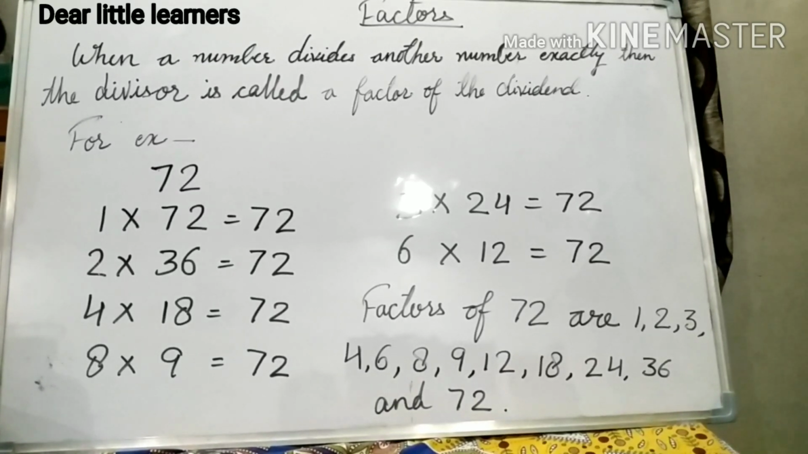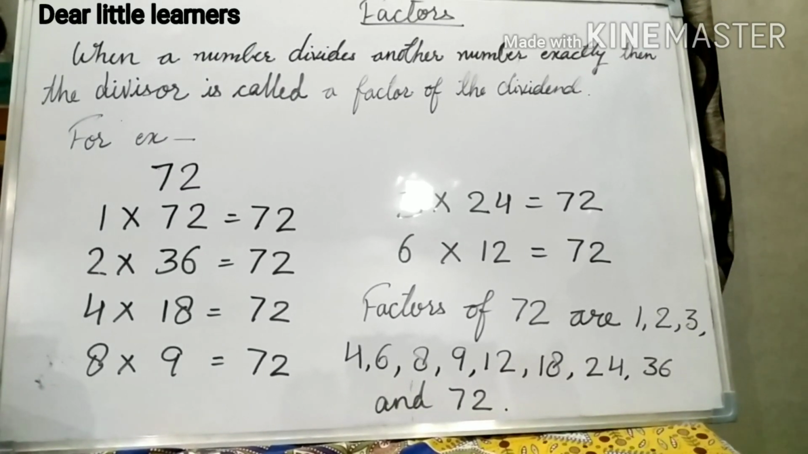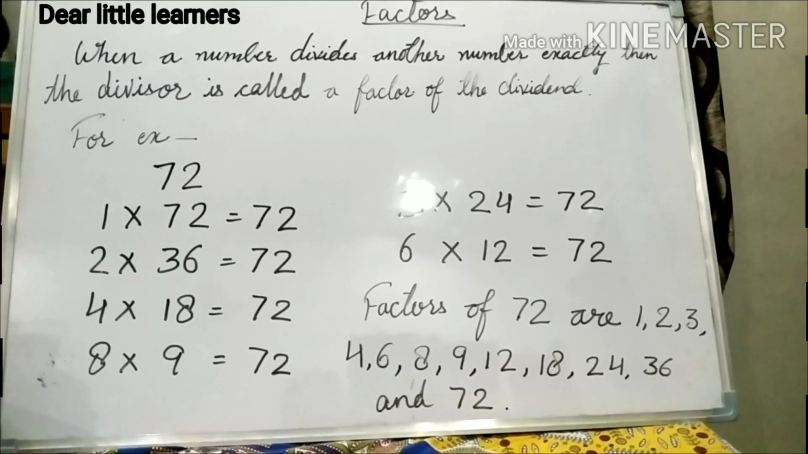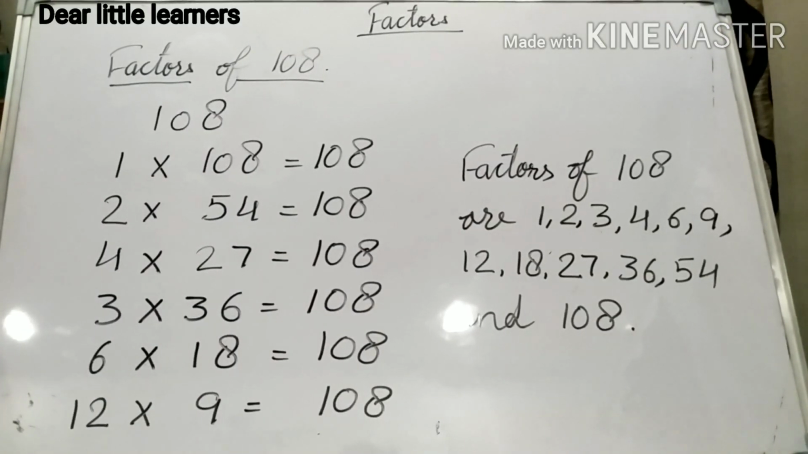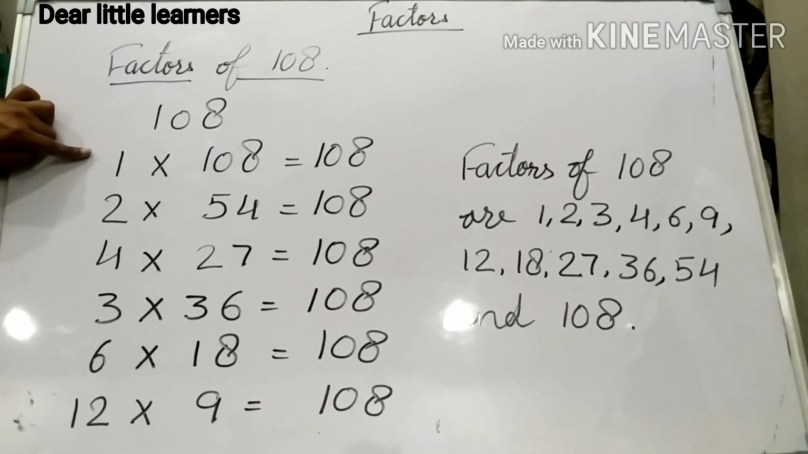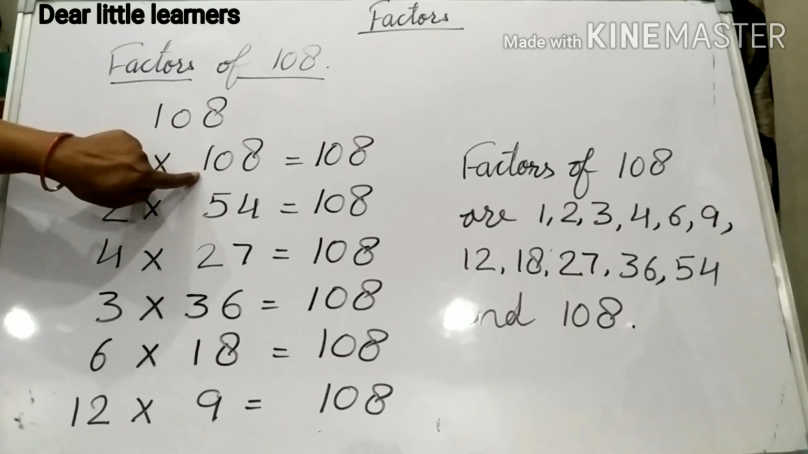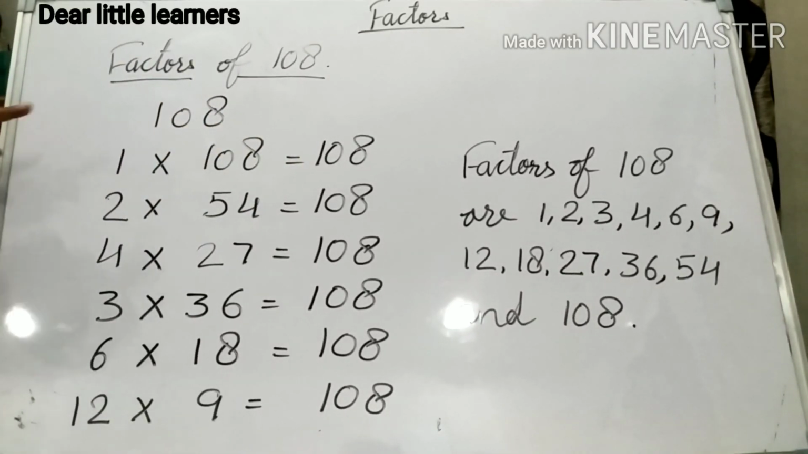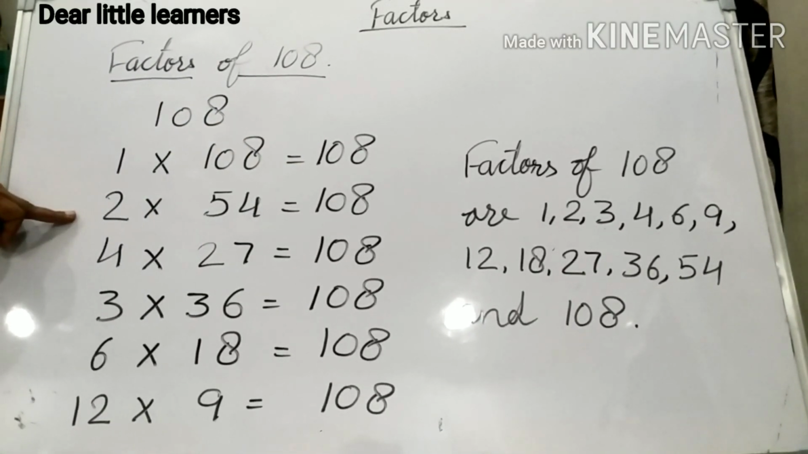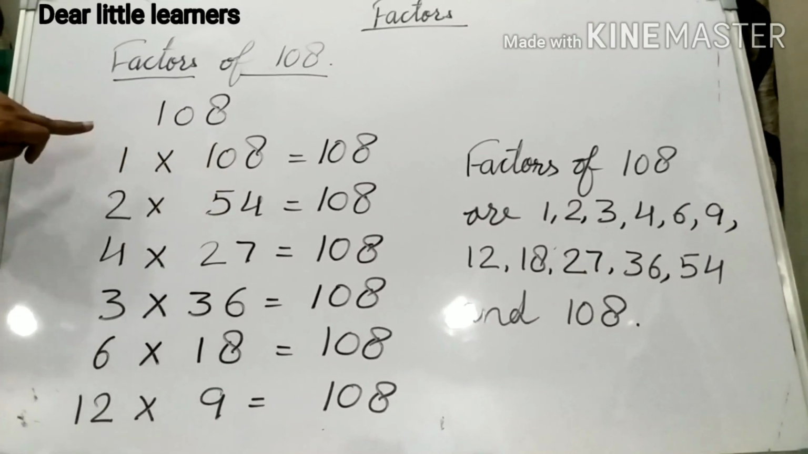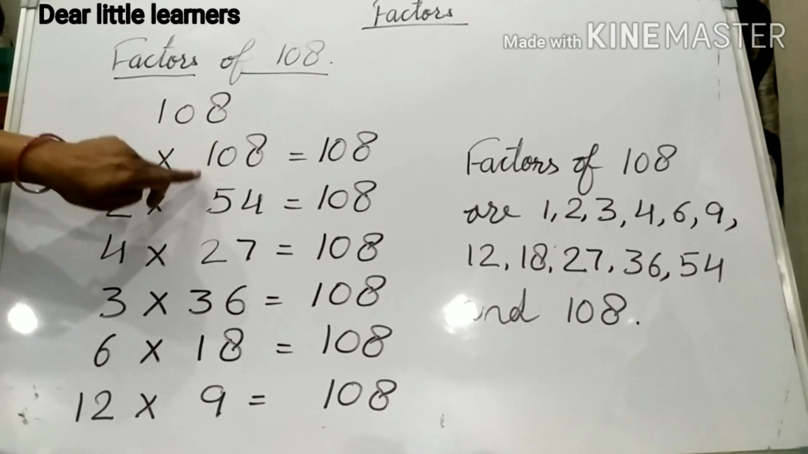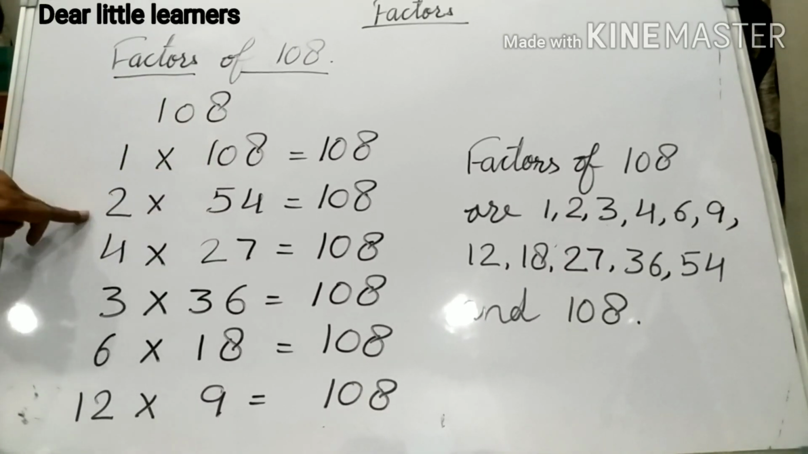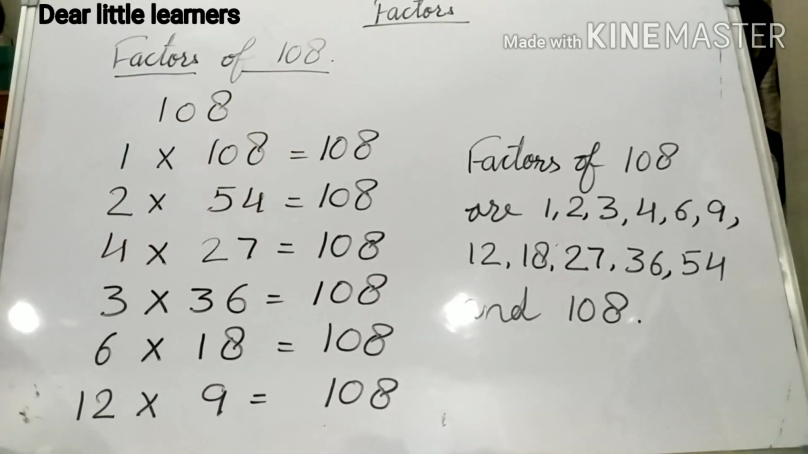Now to explain you better how to find out factors, I will show you one more example. Now I am giving you one more example: how to find factors of 108. As I told you, we always start with 1. 1 multiplied by 108 is equal to 108. And now we will double this number and half this number. 1's double is 2. 2 multiplied by 54. 54 is half of 108. So 2 multiplied by 54 is also 108.